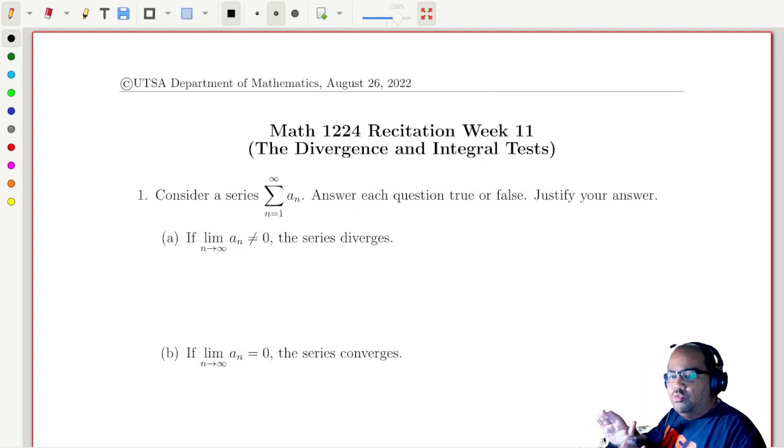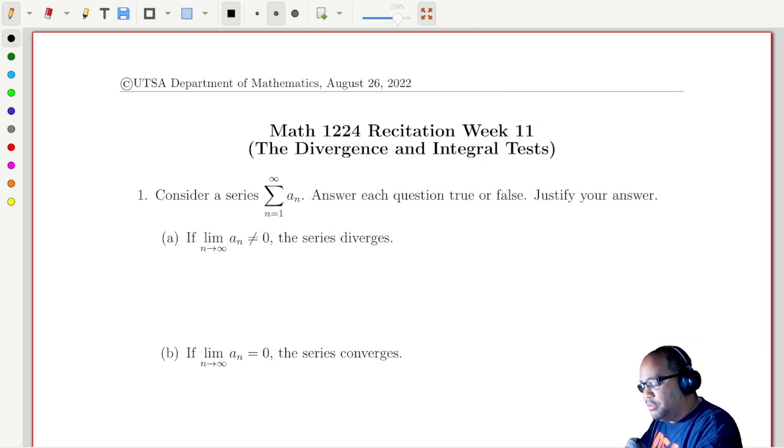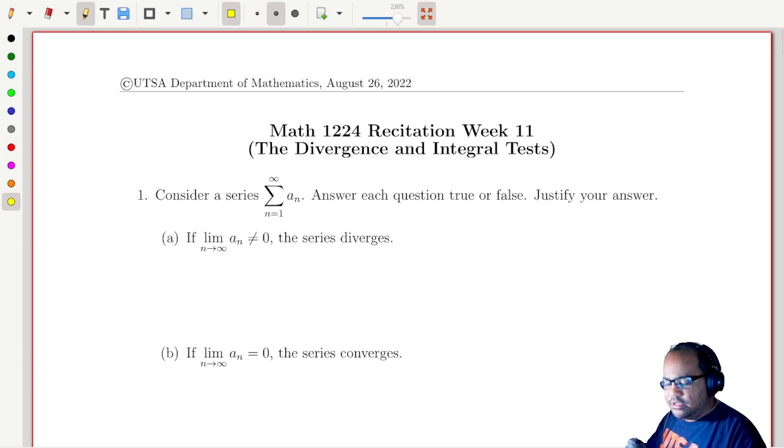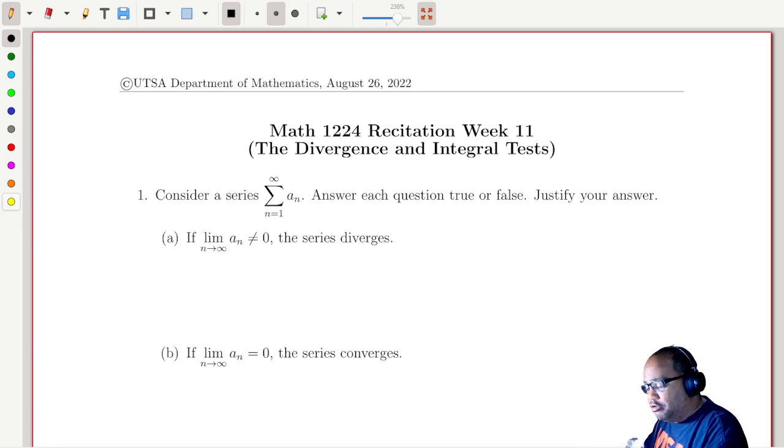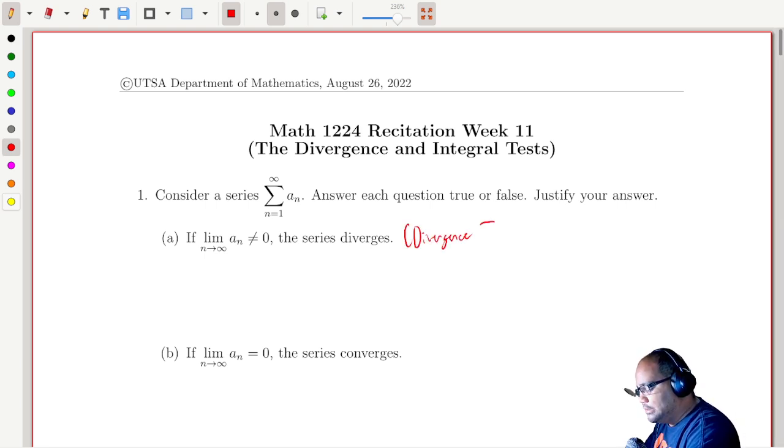So we're going to start off with a series here. Remember that a series is built off of a sequence, and we're looking at the sequence of partial sums. But take a look here. We have a series, summing a_n, and we want to see if these are true or false. Well, it turns out the first statement, A, is the actual theorem. This is the actual divergence test, sometimes called the nth term test.